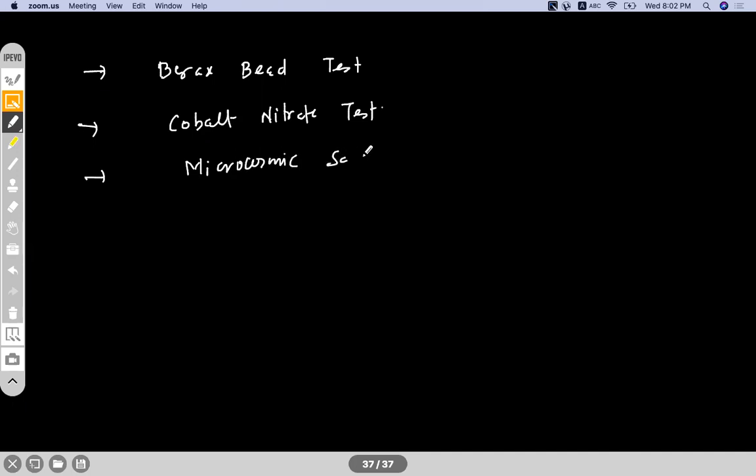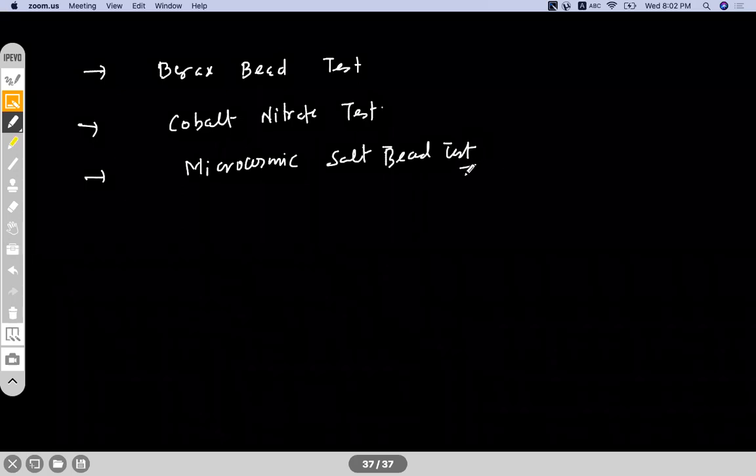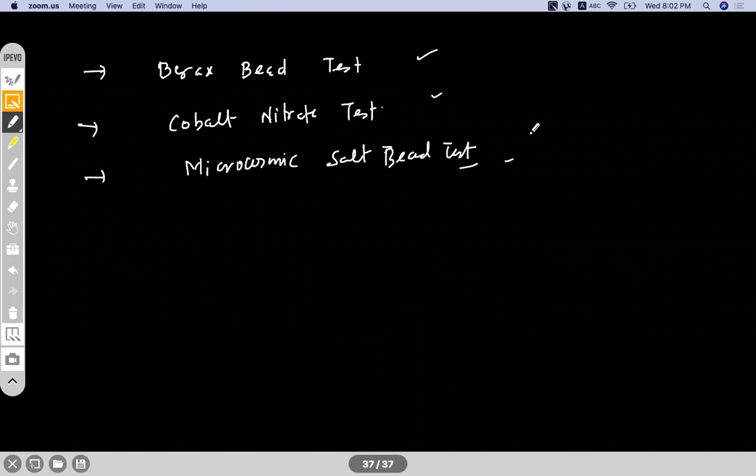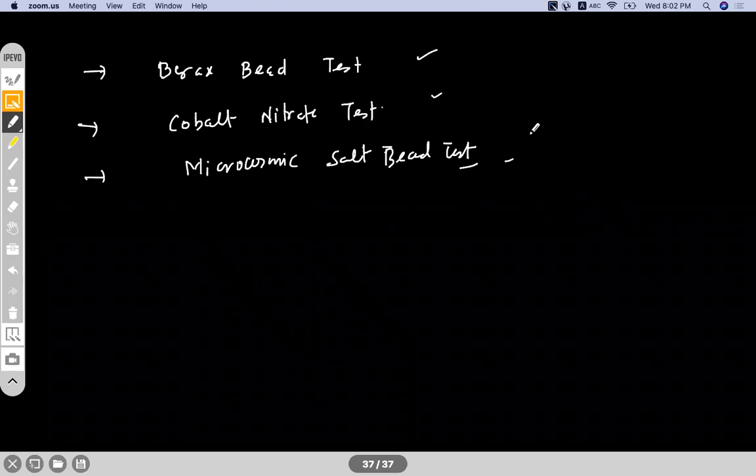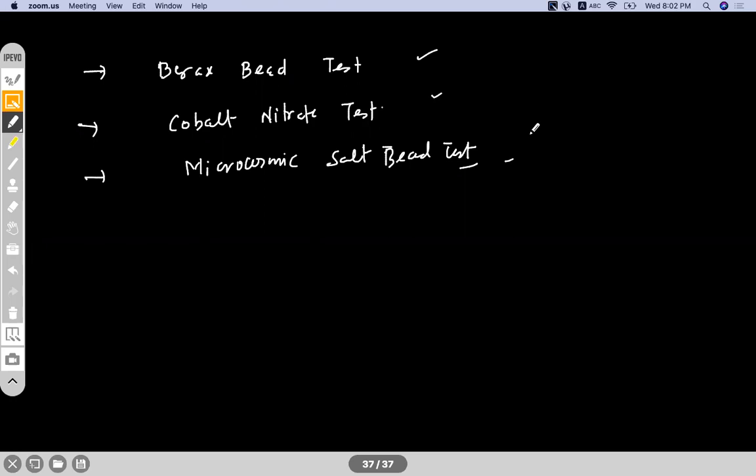So these three tests you finish on your own. Any book you have, you can refer to it, or if you want notes, I can provide them. These three tests, and the rest of the chapter is almost done. We have many things in this, but for mains level we have done enough of it. Few things you can go through on your own. If you want, I can provide you the notes. Fine, guys. Understood?